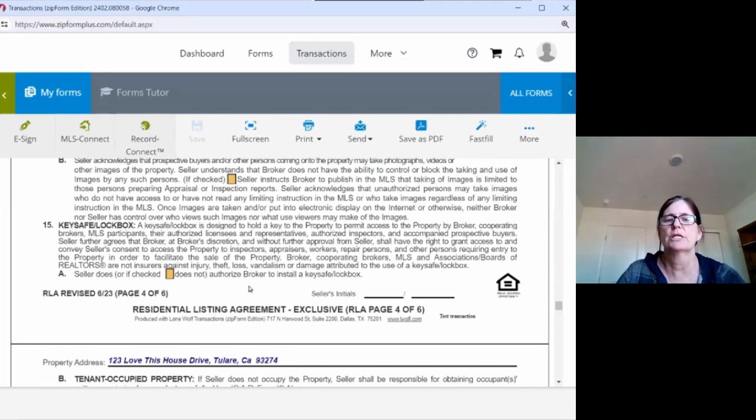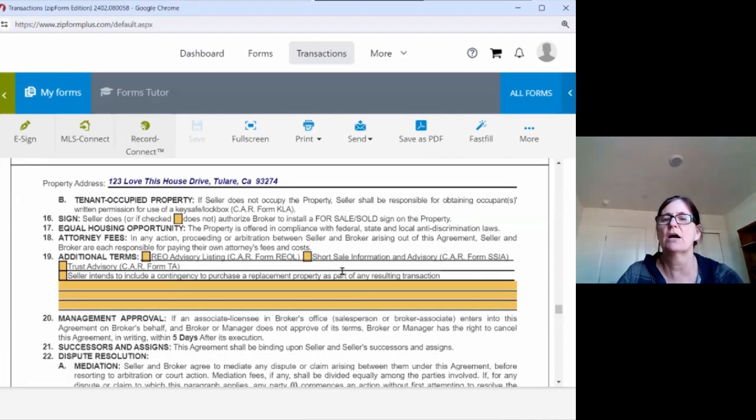This gives you the authority to either install a lockbox or not install a lockbox, and lets the seller know some of the risks of having a lockbox. If it's a tenant occupied property, then you would need to make sure that you're using the tenant occupied property addendum when it goes under contract with the buyer. But here it says, seller shall be responsible for obtaining occupants' written permission for use of a lockbox. And so there's a form for that. And then right here, they either authorize or do not authorize a for sale or sold sign on the property.